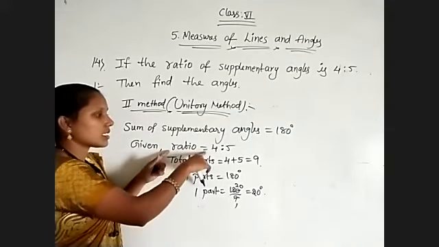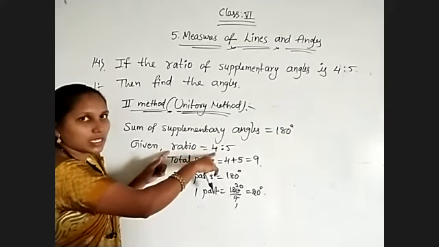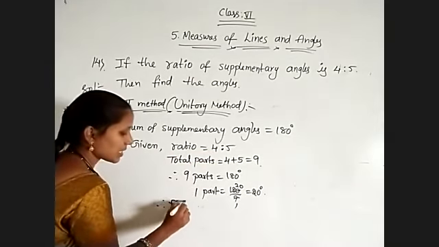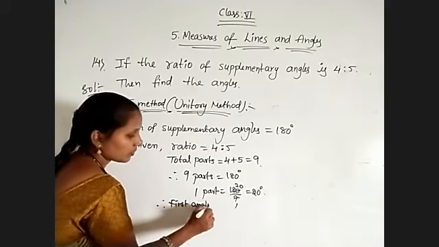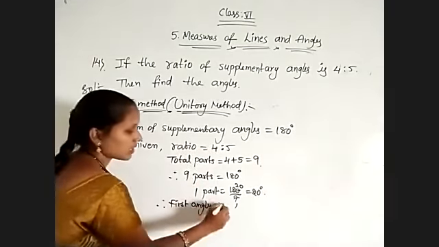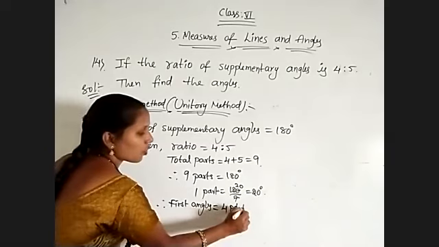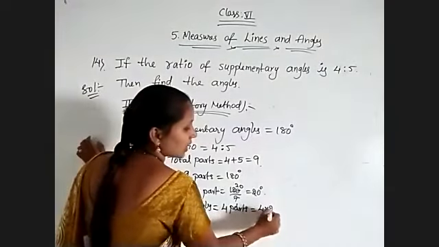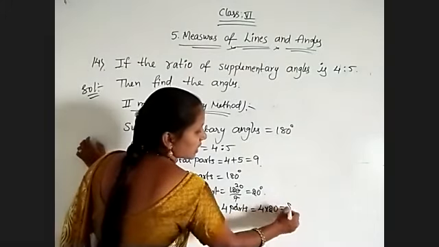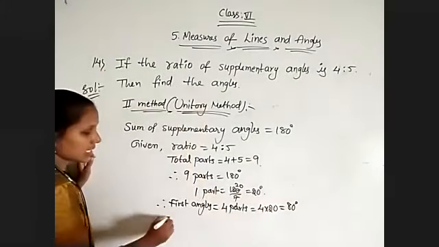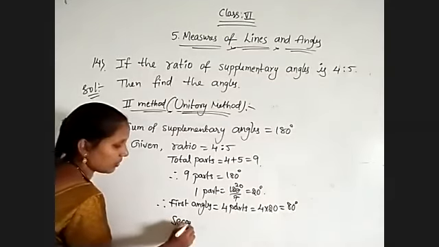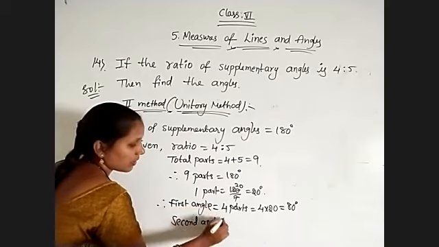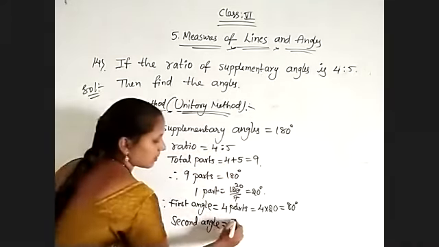So here the first angle will be 4 parts. Therefore, the first supplementary angle is equal to how many parts? 4 parts. 4 parts in the sense 4 into 1 part. Yes or no? That is 4 into 20. So 4 twos are 8, that is 80 degrees. And the second angle will be equal to 5 parts.